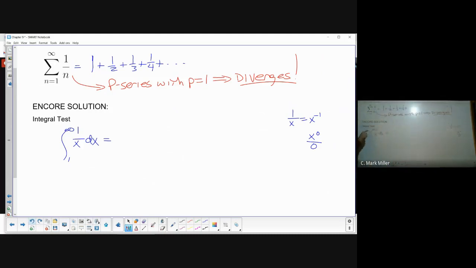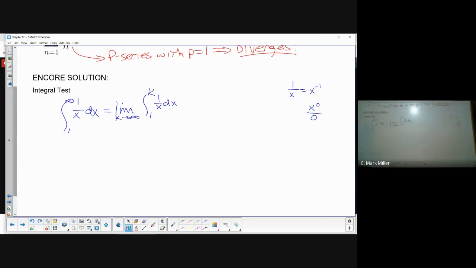So we have this infinite bound, though. How do you handle infinite bounds? Well, back to section whatever that was, one of the last sections. You do the limit as k goes to infinity of the integral from 1 to k of 1 over x dx. That's how you did it. That equals what? The limit as k goes to infinity of natural log of x from 1 to k.